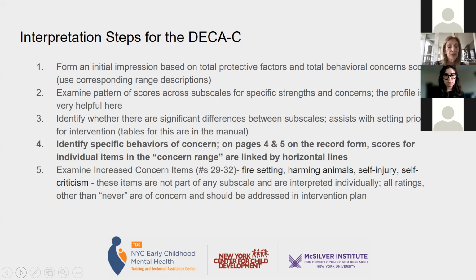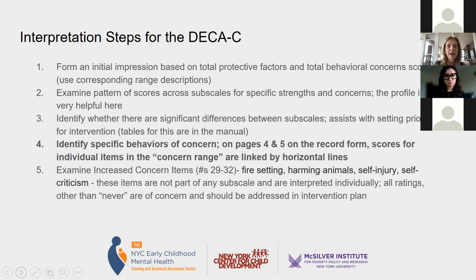And then we look to identify specific behaviors of concern. Inside the record form, scores for individual items that are in the concern range are linked by horizontal lines. I don't know if you've noticed that. It's a small detail, but on any given item, a score in the concern range has some horizontal lines linking them.